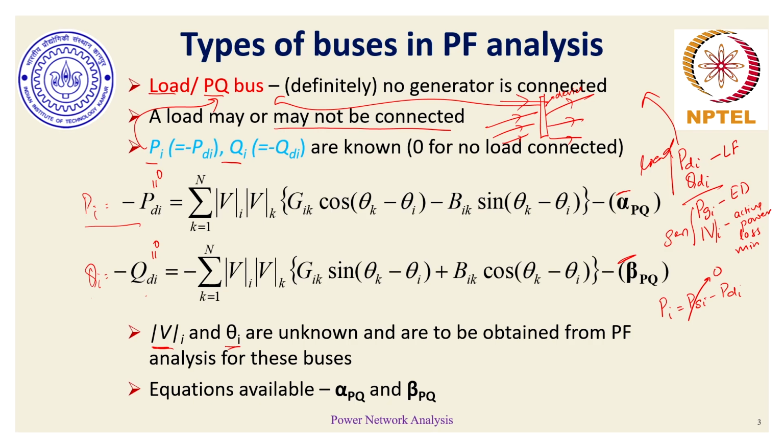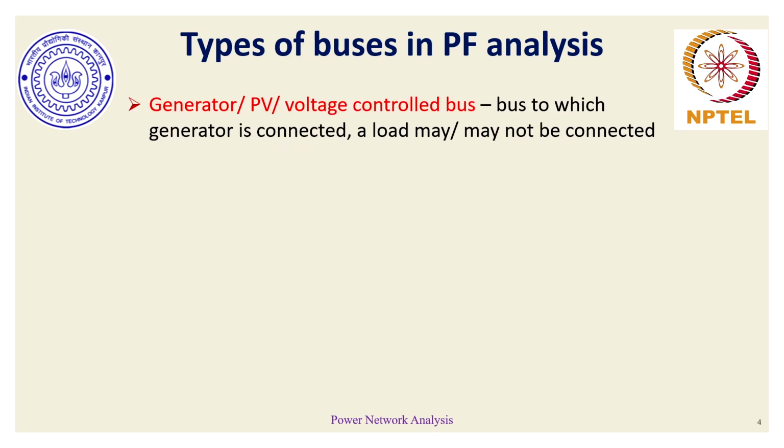If there is any other device connected to such a zero injection bus, for example, a capacitor or a synchronous condenser, then the notion becomes a little different, because this bus in a way now becomes a controllable bus wherein the voltage can be controlled, which is what leads us to the next category of buses. It has got various names. We would start with the name of generator bus and then understand in a few moments why it is also called a PV bus, why it is also called a voltage control bus.